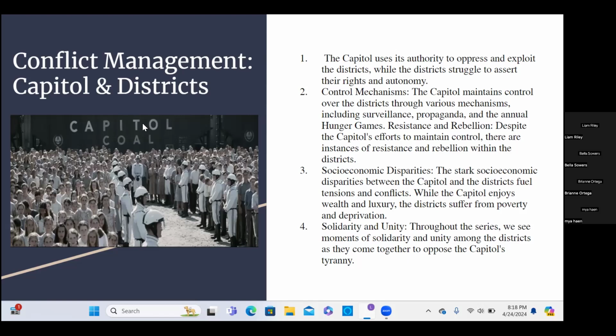in the entire civilization. And so when we look at control mechanisms, the Capitol maintains control over the districts through multiple mechanisms such as surveillance, propaganda, and of course the annual Hunger Games. When we look at the actual games, we see why the Capitol put this in place. This is one of the ways they use conflict management for their benefit. They think if they can have these kids in an arena fighting, that will reduce the war and the violence going on in everyday life throughout the year.